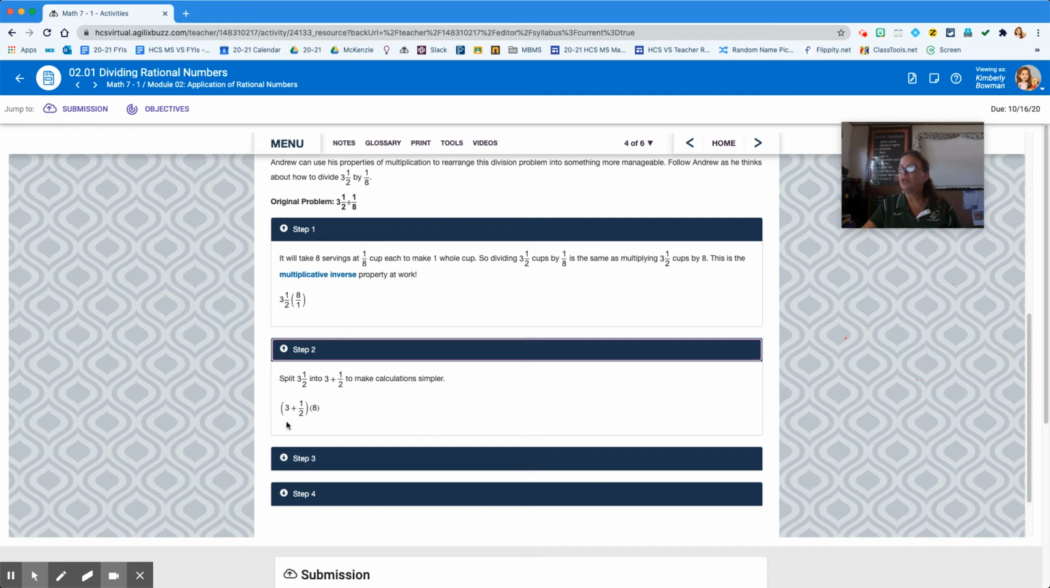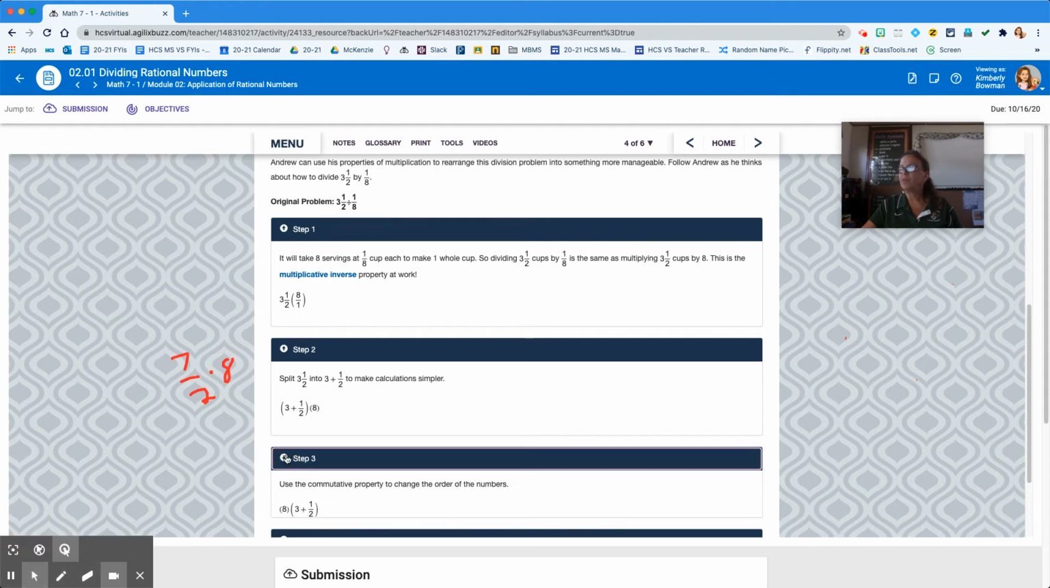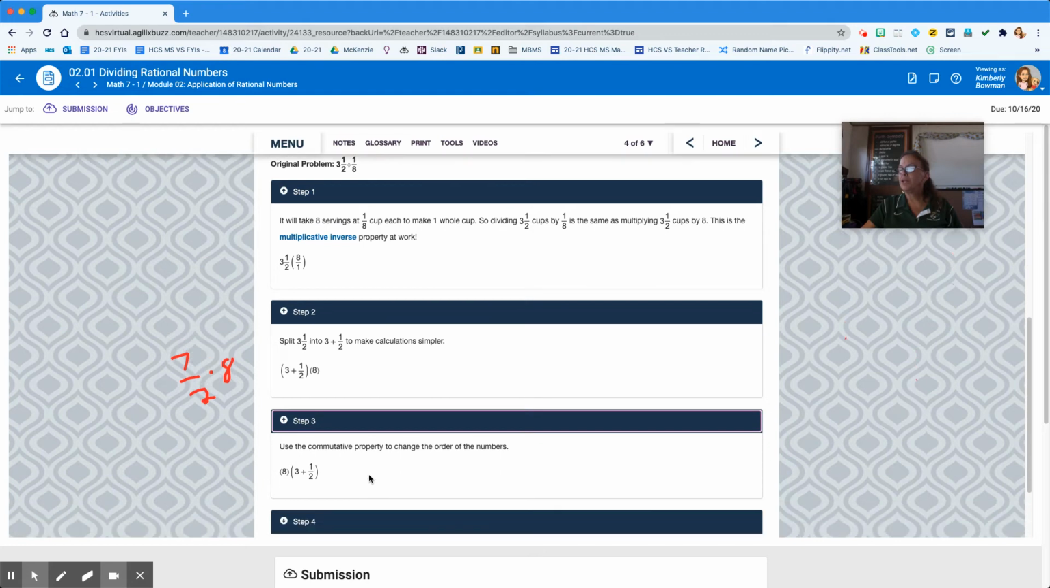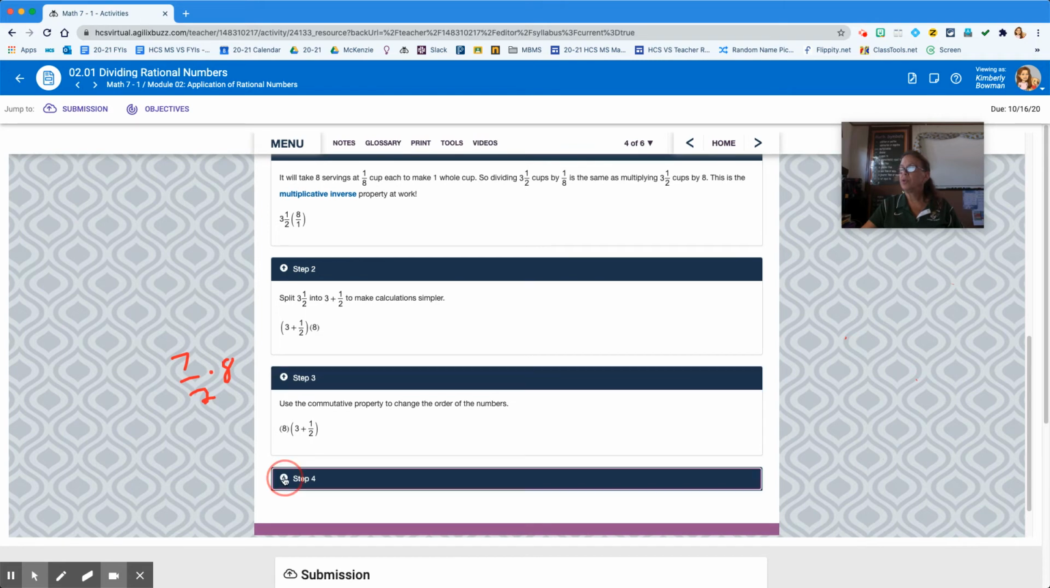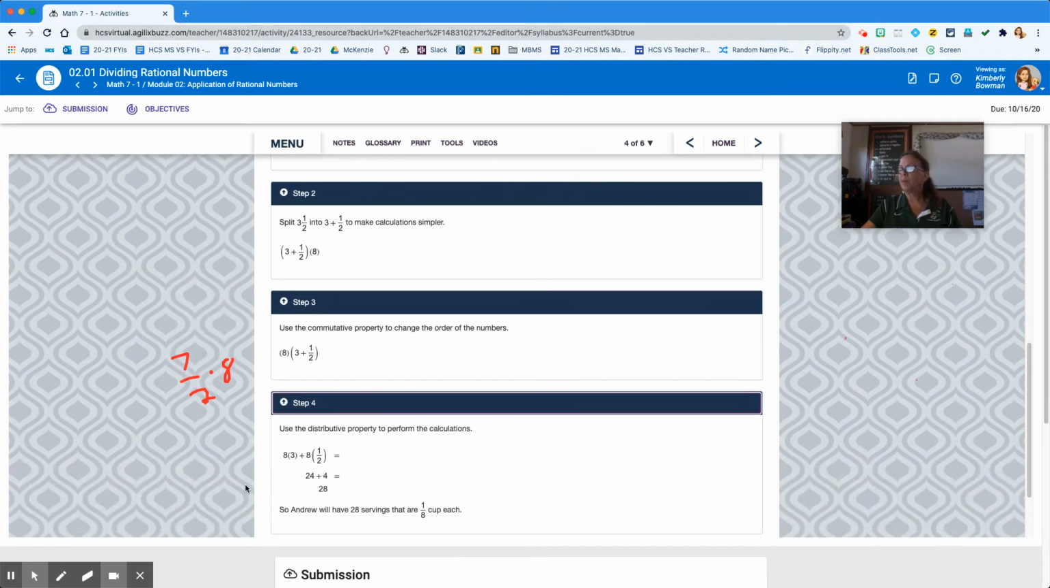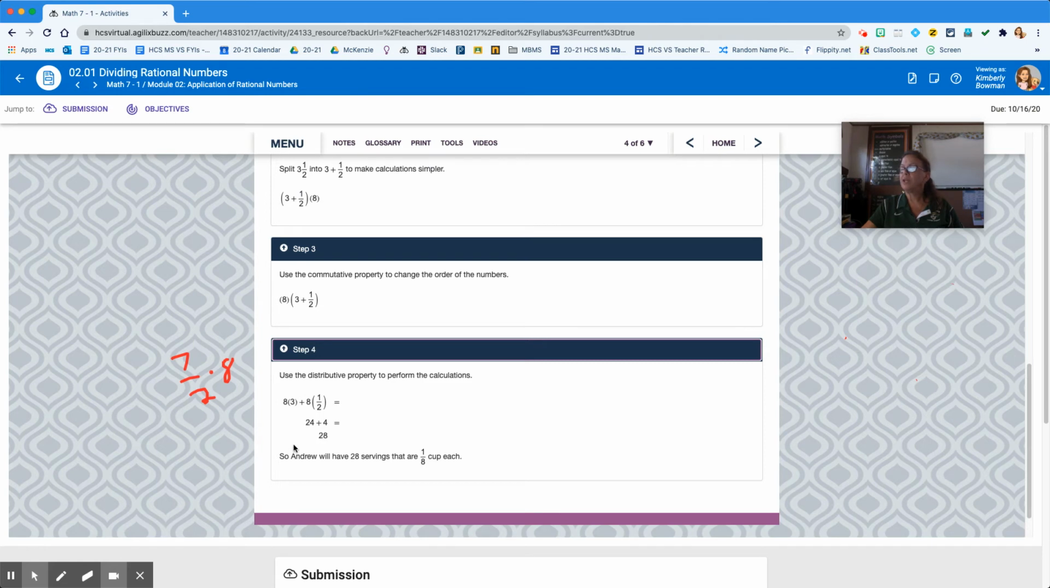The other way you could do it was to change that into an improper fraction, being 3 times 2 is 6 plus 1 would be 7 halves times 8. And then you could say that would be 56 divided by 2, which I don't know. Let's see if it works. So they did use the commutative property to change the order of the numbers. And then they used the distributive property to perform calculations. And yes, it would end up being 28 also.